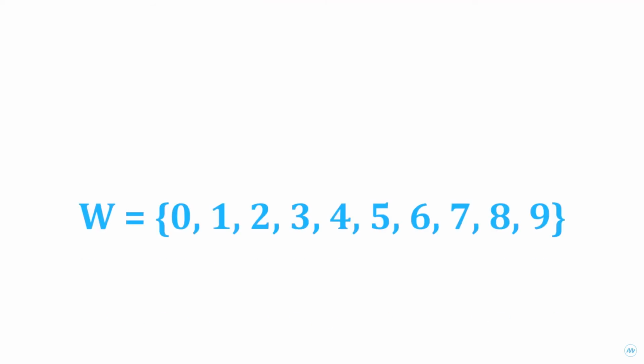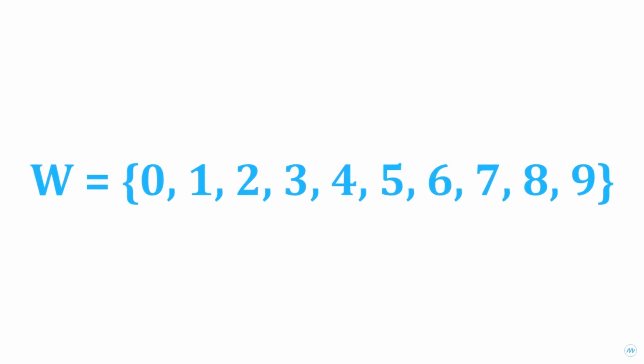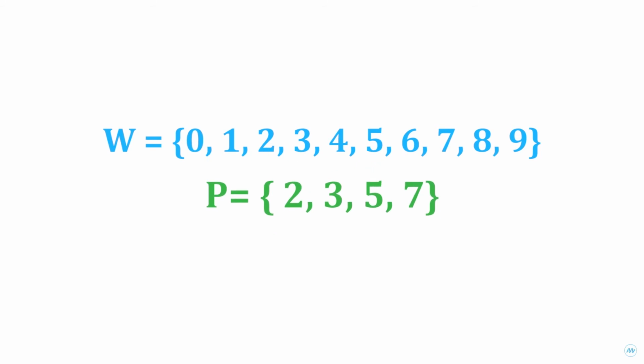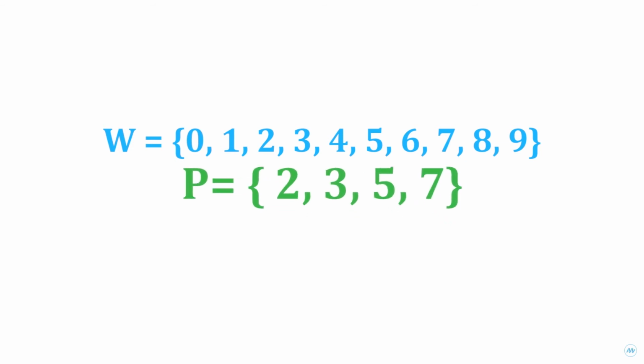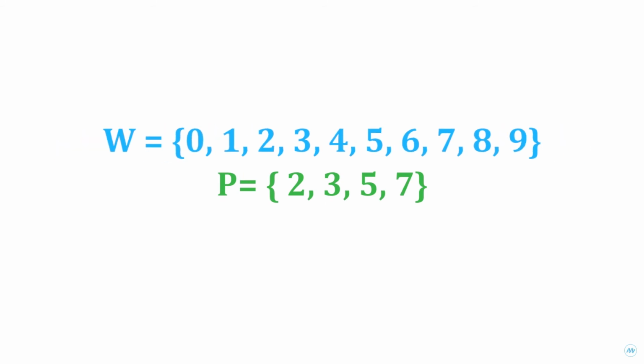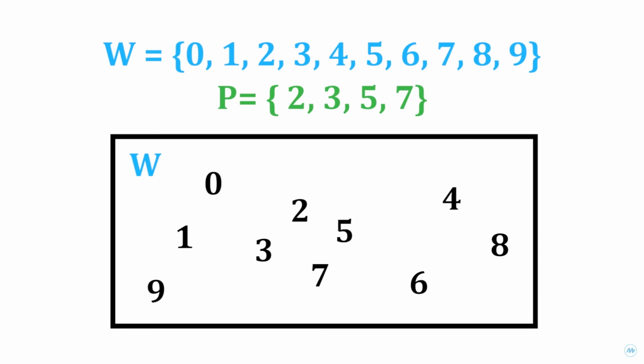Suppose we have the whole numbers 0, 1, 2, 3, 4, 5, 6, 7, 8, and 9 as the elements of the universal set W, and the numbers 2, 3, 5, and 7 as the elements of set P. Obviously, P is a subset of W. Let us draw a rectangle to represent the universal set W and write all its elements inside the rectangle. For set P, we represent it with a circle.